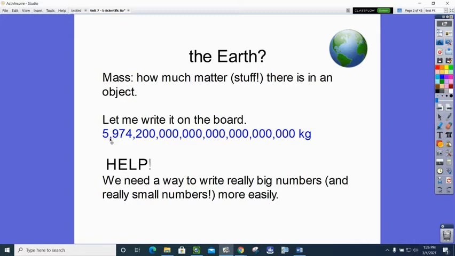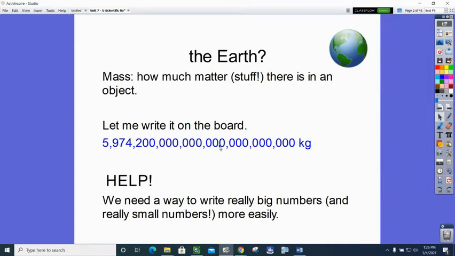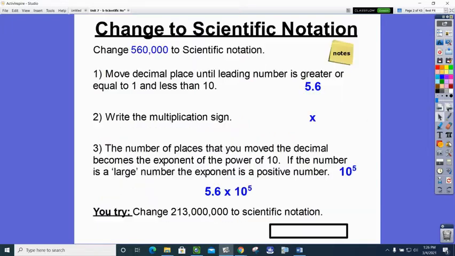Obviously, our concern is, help. Can you imagine trying to read that number, work with that number? It's just an absurdly large number. So what we need is a way to write really big numbers and, by the way, really small numbers more easily. And that's what scientific notation is.